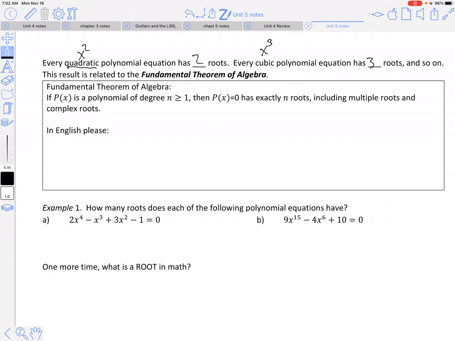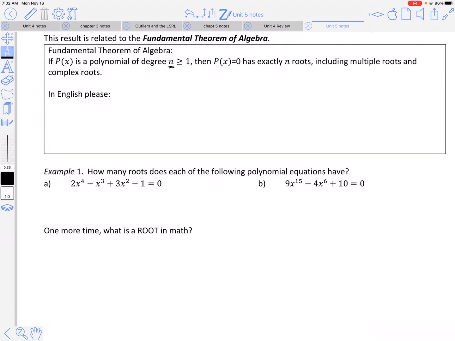If p of x represents a polynomial of degree, any degree, right? As long as it's not negative or 0, any degree, x to the 5th, x to the 4th, x squared, then when this equation equals 0, it's going to have n roots. So the same degree will be the same amount of solutions or roots, including the multiples and complex. So I want you to put that in your own words right there, please. Just sum it up. Really do that.